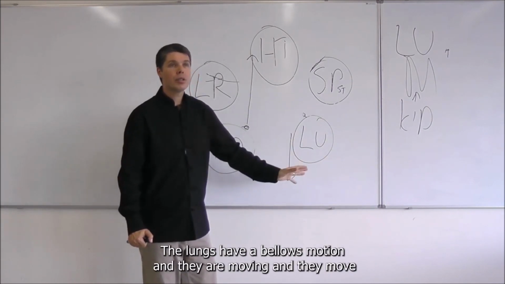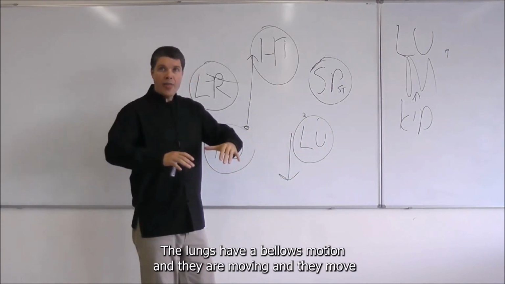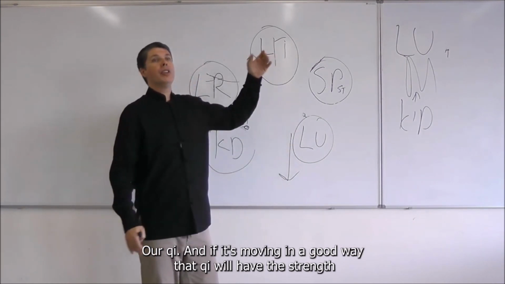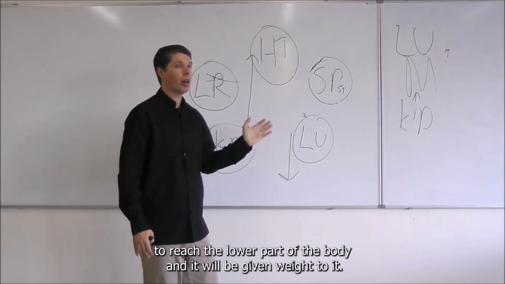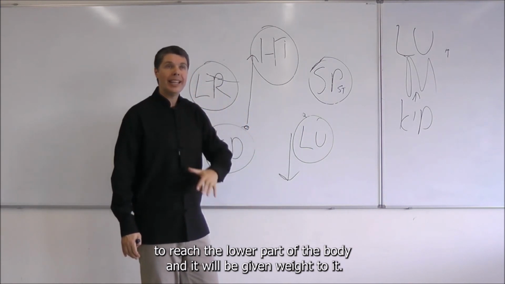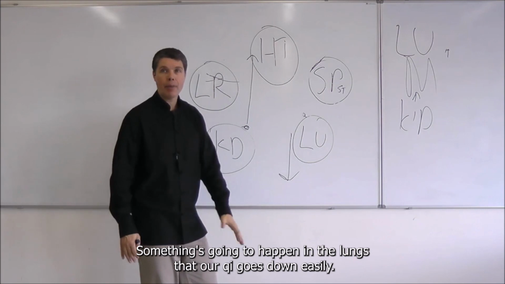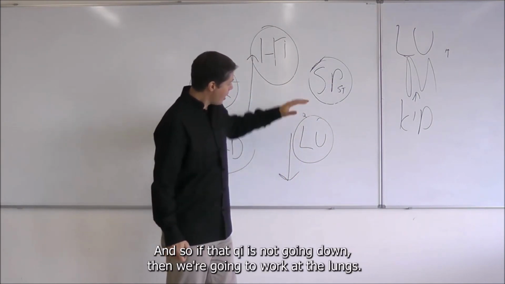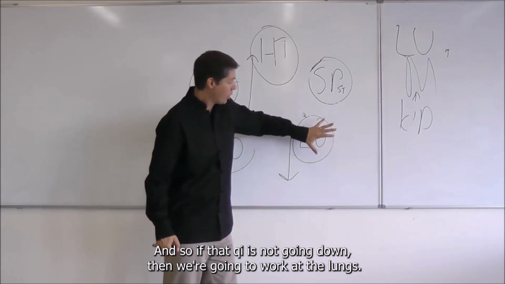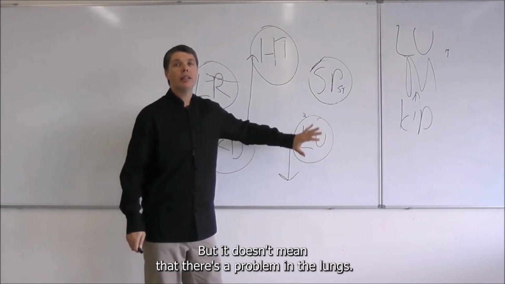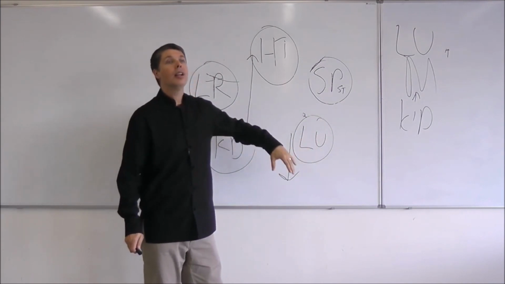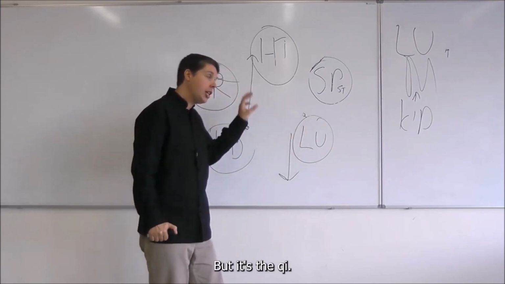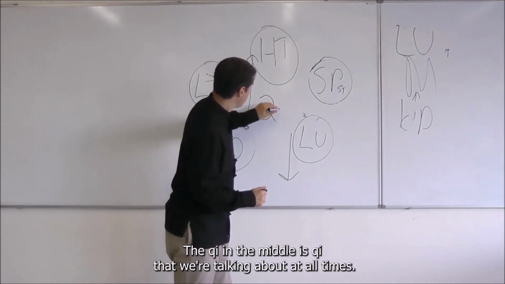The lungs have a bellows motion. And they are moving, and they move our qi. And if it's moving in a good way, the qi will have the strength to reach the lower part of the body, and it will be given weight. Something's going to happen in the lungs so that our qi goes down easily. And so if the qi is not going down, then we're going to work at the lungs. But it doesn't mean that there's a problem in the lungs. The lungs show problems if the qi isn't going down. But it's the qi. The qi's in the middle. It's qi that we're talking about at all times.